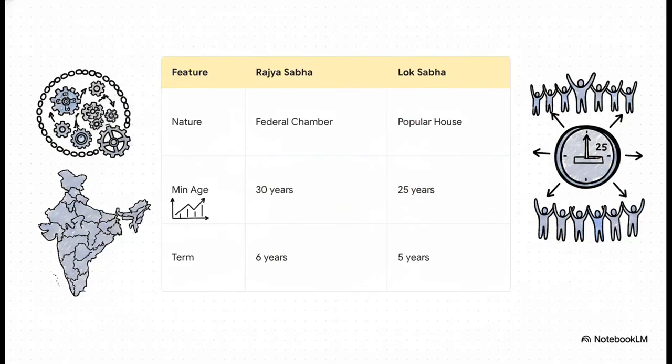Most importantly, no bill can become a law without their final signature. Now, when we compare these two massive legislative engines, we see a really sharp contrast. The Rajya Sabha is this permanent federal chamber representing the states. Its members need to be at least 30 years old, they serve long 6-year terms, and here's the kicker, 1/3 of them retire every 2 years. On the flip side, we have the Lok Sabha, the popular house. It has a lower age limit of 25, a standard 5-year term, and its elections are based directly on universal adult suffrage, thanks to Article 326.